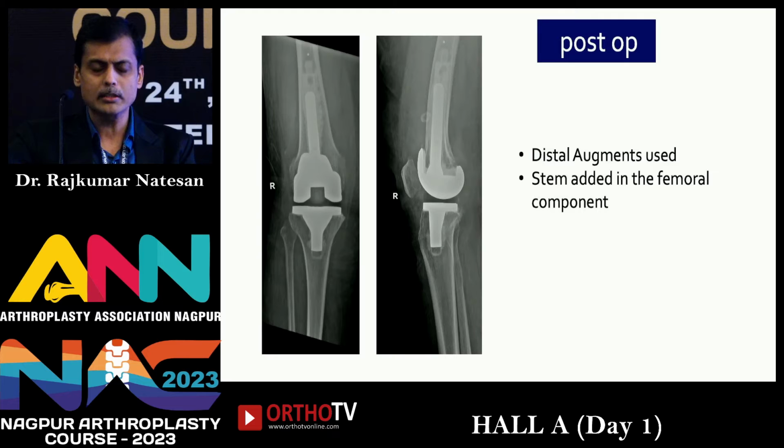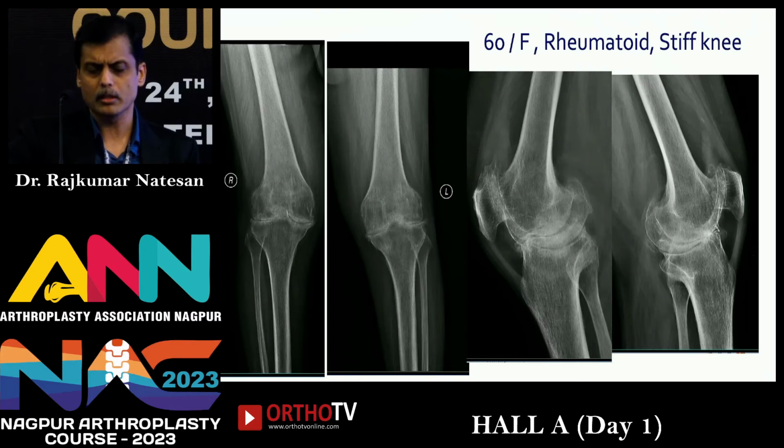If you look at the insert size, it is the smallest insert. That is the most important thing. Here I have not used more than 8. So this is the smallest insert. I've used augments, and because I'm using a bigger augment, I've used a short cemented stem in the femoral component. So that is my algorithm here.